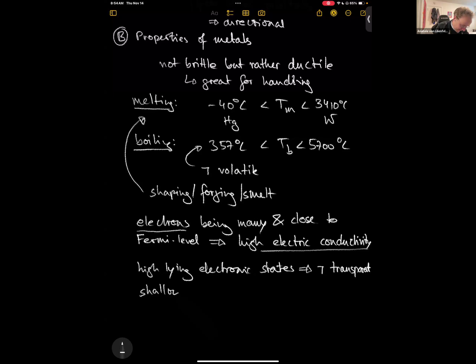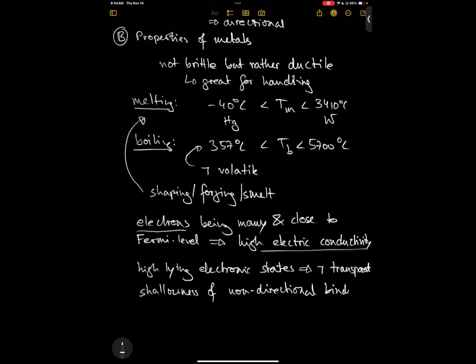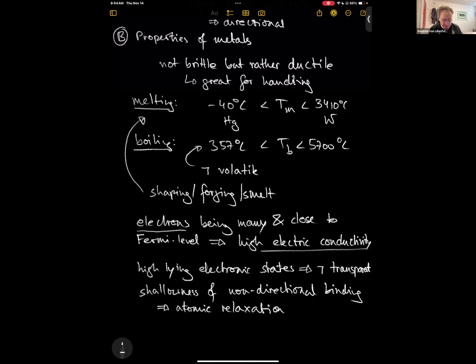And the shallowness of the non-directional binding implies that the atomic relaxation, if you start wiggling the atoms due to heat transfer, this atomic relaxation is fast, which means that metals are also good heat conductors.